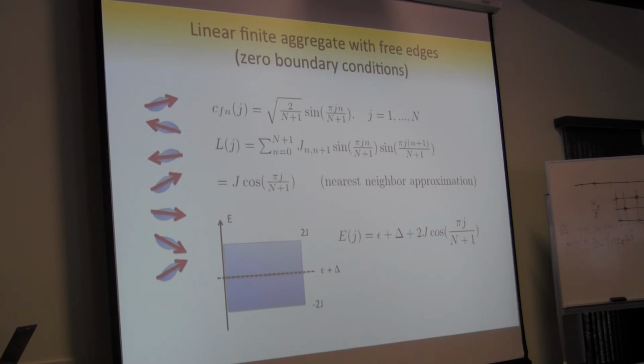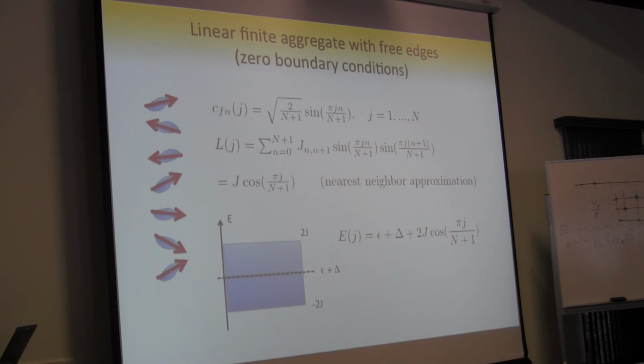Yeah, so the result is now, and that's almost the last thing I do, if you have now a linear finite aggregate with N edges, then you get coefficients on each of your orbitals here like this. This modulation of the energy looks like that, and now one does something which is very common. One makes a nearest neighbor approximation. One says only basically pairwise these things interact, and then this collapses to a very nice closed form, J times cosine of pi j over n plus 1.